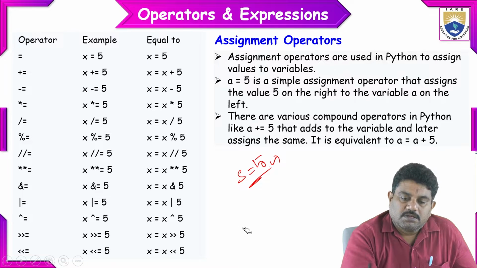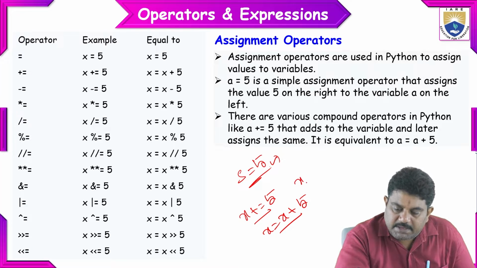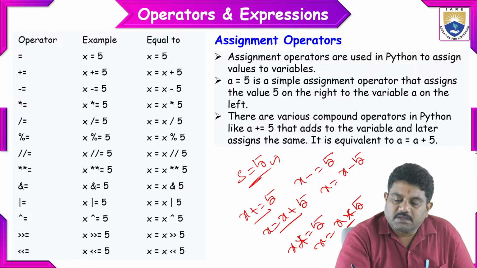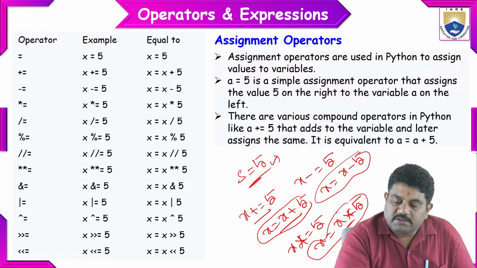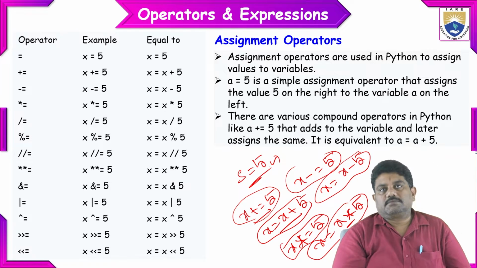Here, see, x plus equal to 5. It means x equal to x plus 5. For example, x minus equal to 5. It means x equal to x minus 5. So x star equal to 5. It means x equal to x star 5. You can ask me, already we have expressions like this to express x plus 5, x minus 5, and x star 5, all those things. Then why we need the shorthand operators? Plus equal to, minus equal to. Every operator is like that.